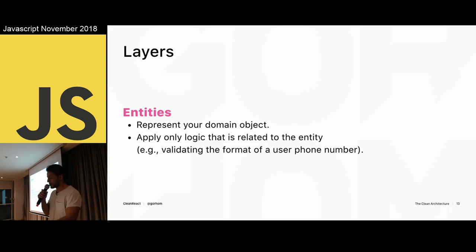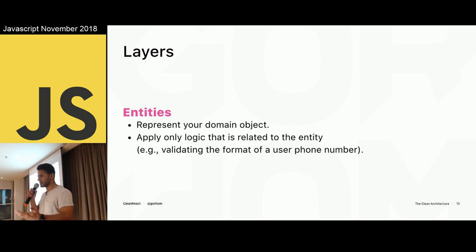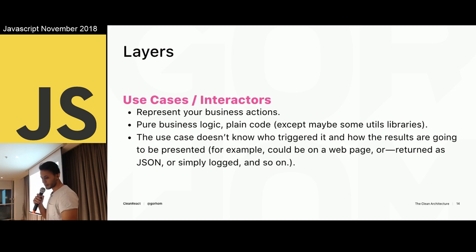Entities represent your domain object. It's simple. It's just the models that business rules will follow. Sometimes the entities will have some logic in them, which will only be related to the entity itself. For example, we have here an example, validate format the user phone number. So that function can be in the entity because it's related to the entity itself.